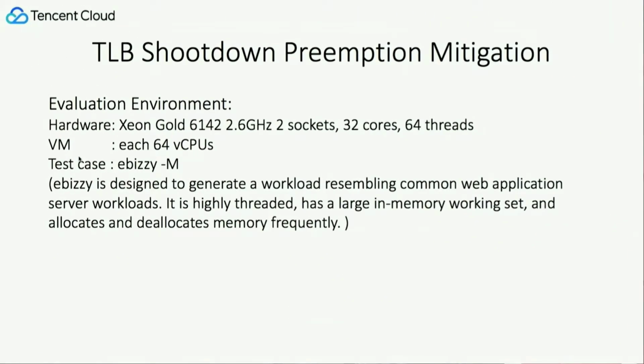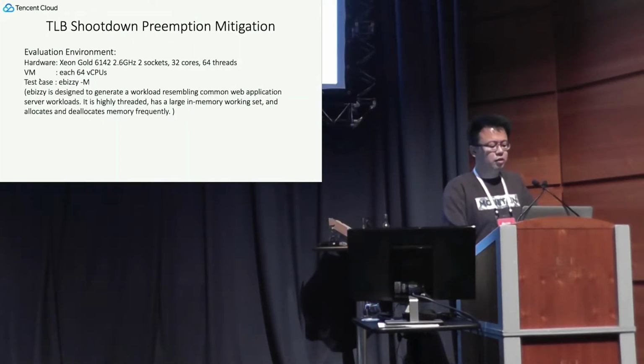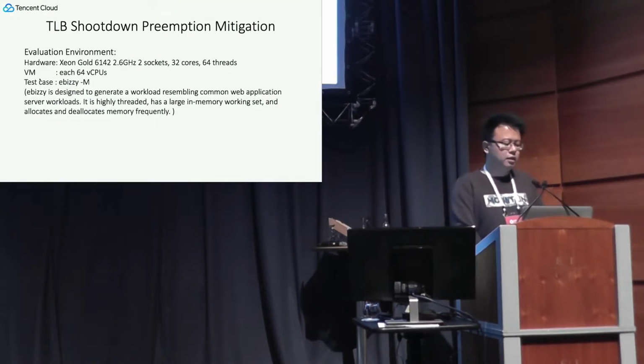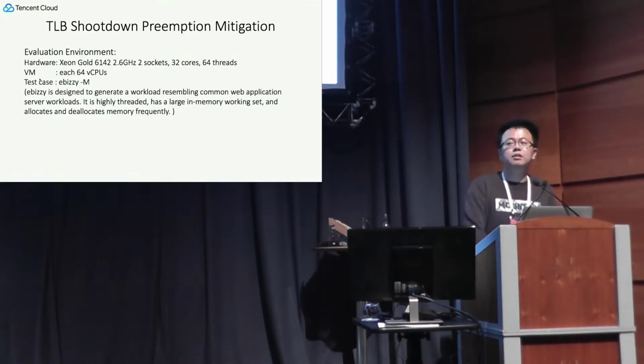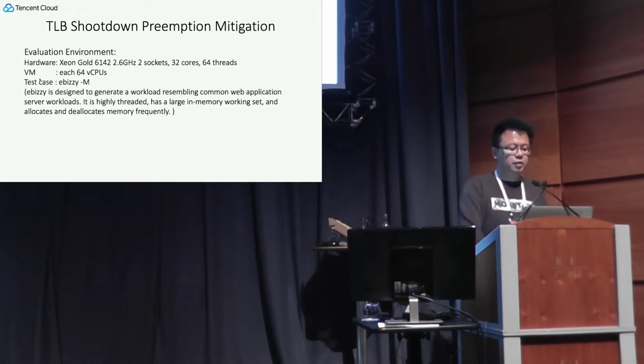I tested the performance on one Skylake server. It has 64 logical CPUs, and the VM is also 64 vCPUs. I will try one VM, which means it is not overcommitted, 2 VM, 3 VM. With 3 VM, the overcommit ratio is 3, and that commit ratio is acceptable on the public cloud. The benchmark is ebizzy. It is highly threaded and has a large in-memory working set. It will frequently allocate and deallocate memory, so there is a lot of TLB Shootdown.